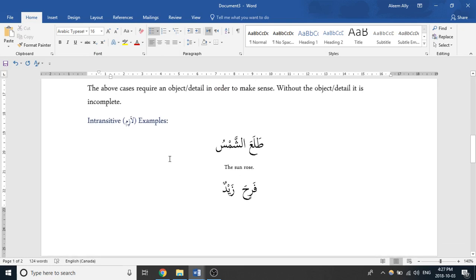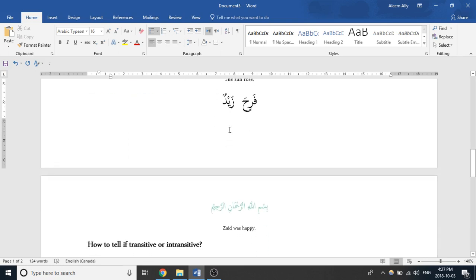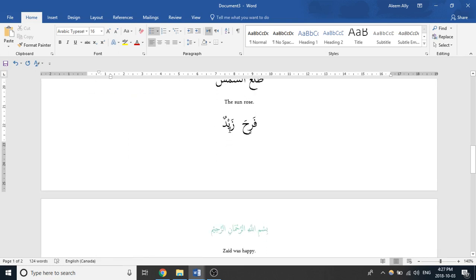Next up is intransitive. So lazim. So طلع الشمس. The sun rose. Complete sentence. Completely fine. You don't need any more details to be said about طلع, because the doer itself was explaining what's happening. So طلع الشمس. The sun rose. Next up, فرح زيد, which means Zaid was happy, right? No more details needed there.